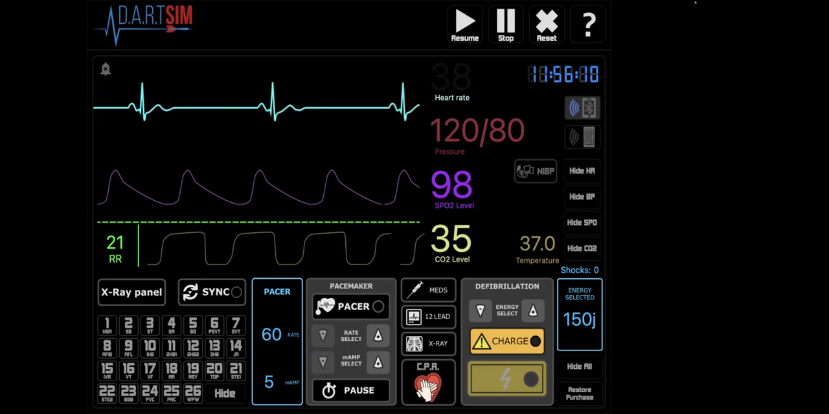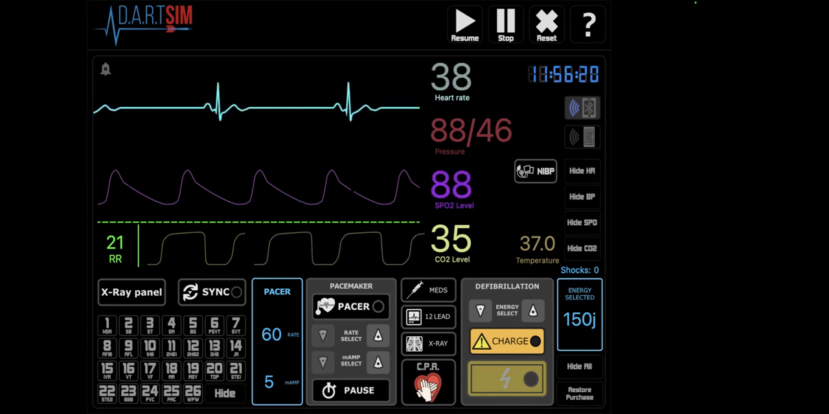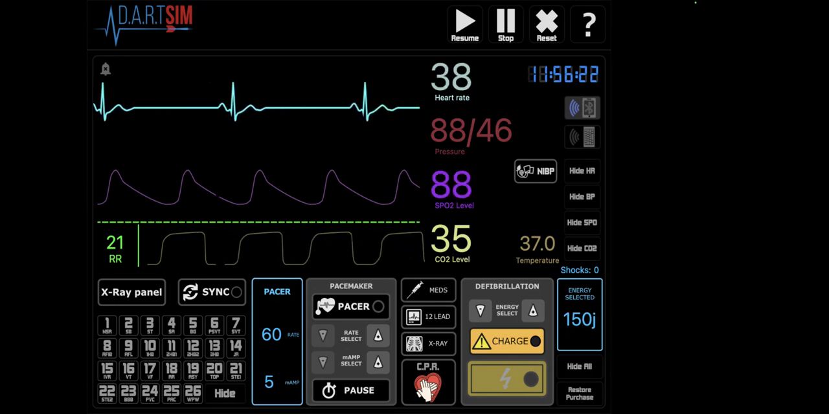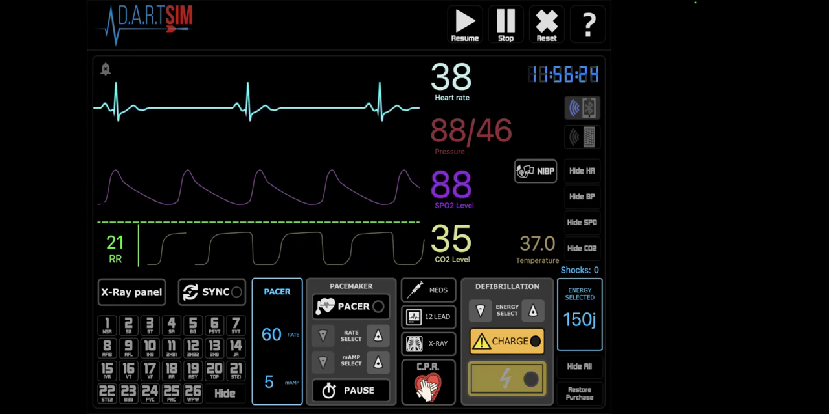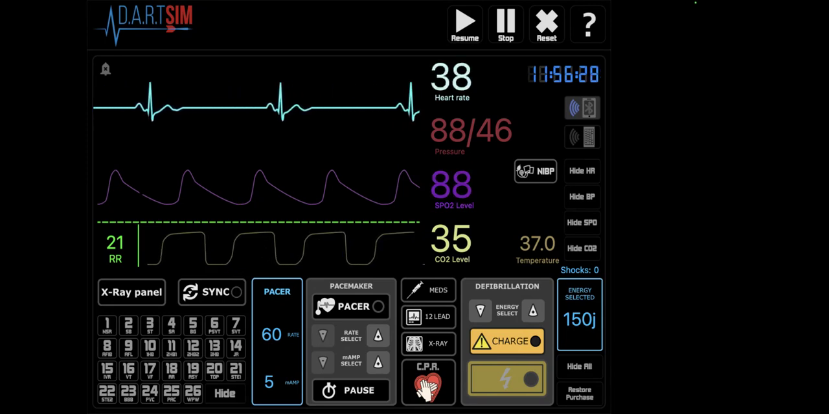He's telling me that he doesn't feel that well. And you see that his SAT has dropped. You see he has a low blood pressure. So I can determine from this that my patient has a symptomatic bradycardia.